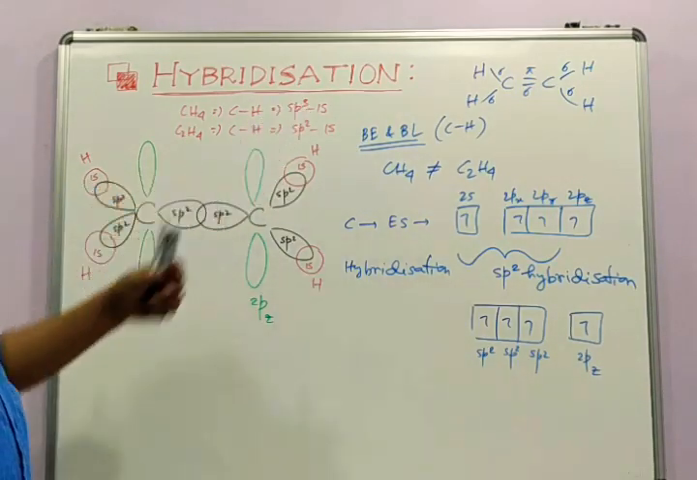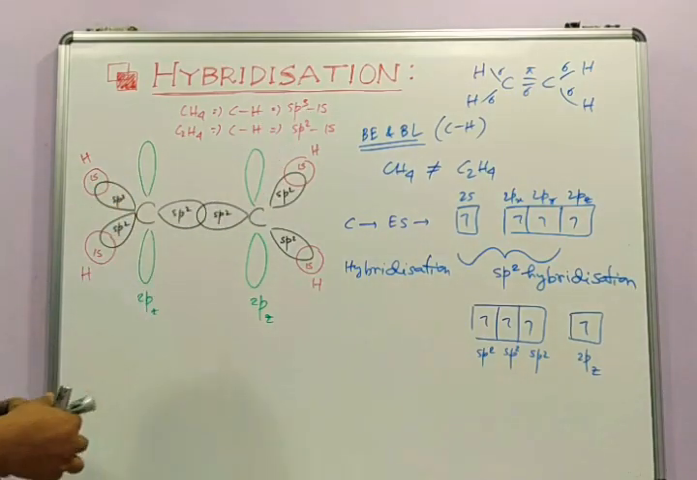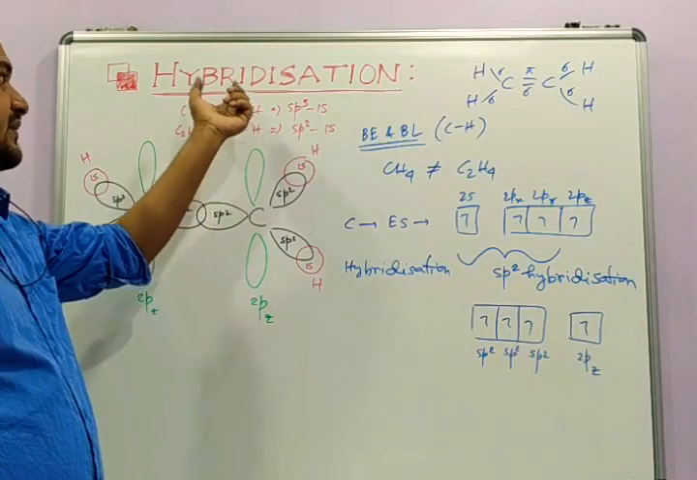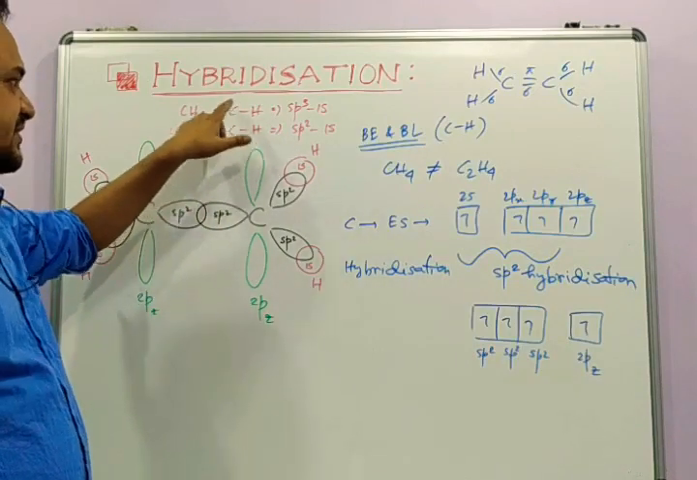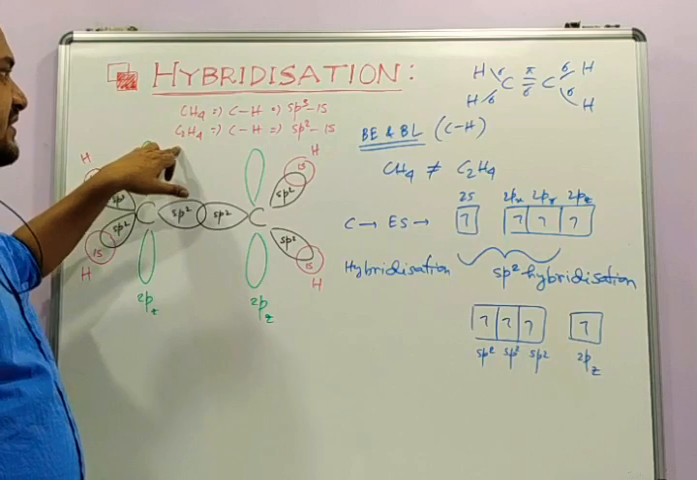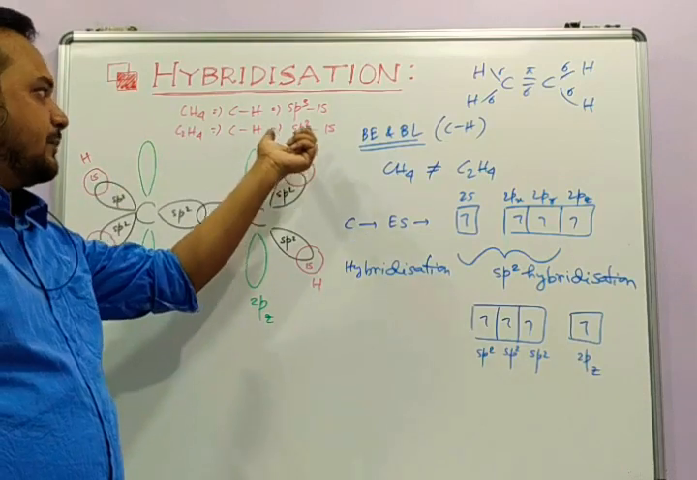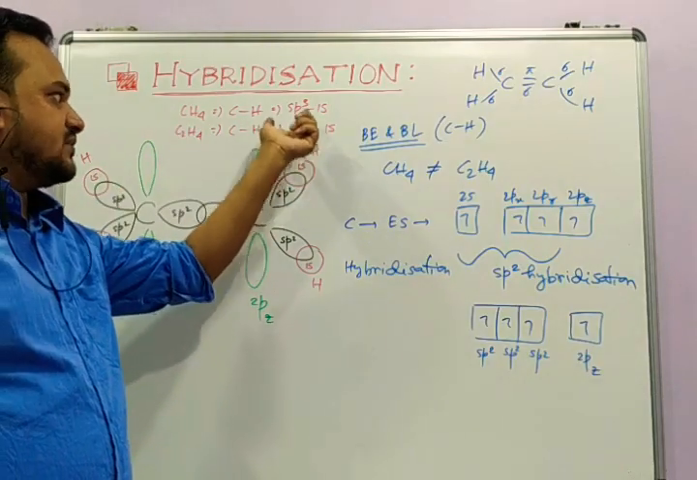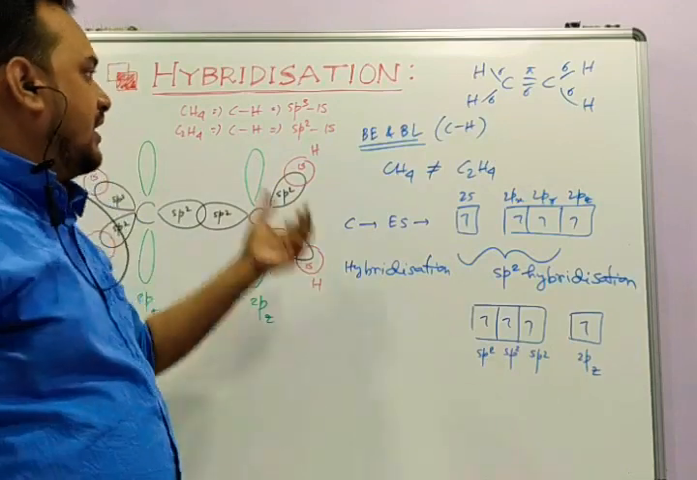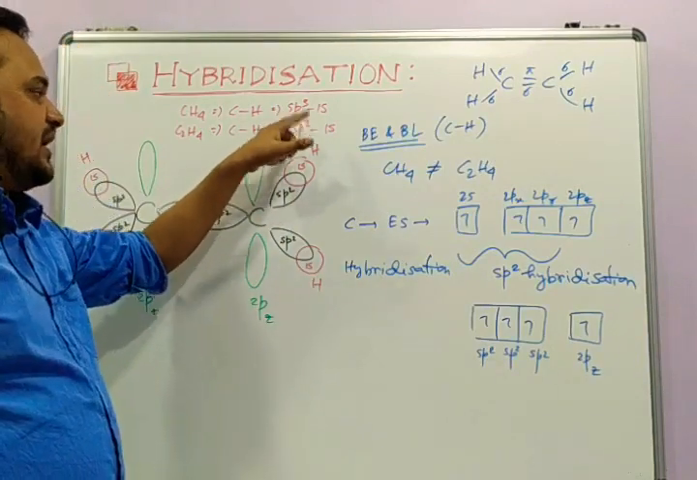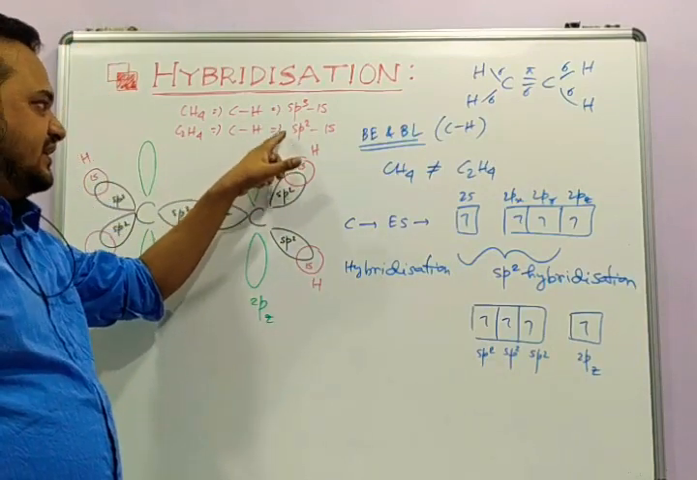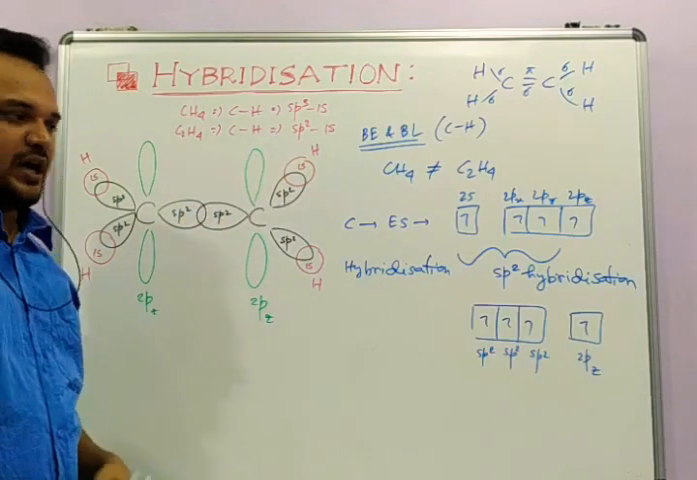So now we can explain the experimental finding of why the bond length and bond energies of the same CH bond in methane and ethylene are different: because the participating orbitals of that covalent bond are different. In methane it is sp3 hybridized, but in ethylene it is sp2 hybridized.